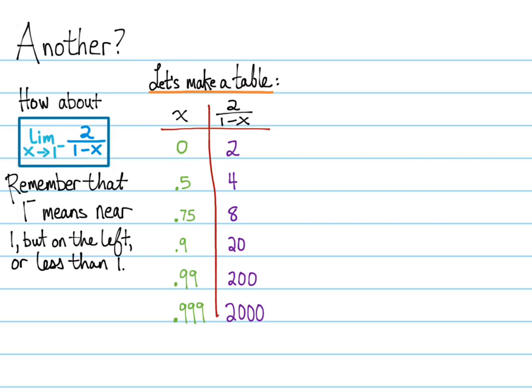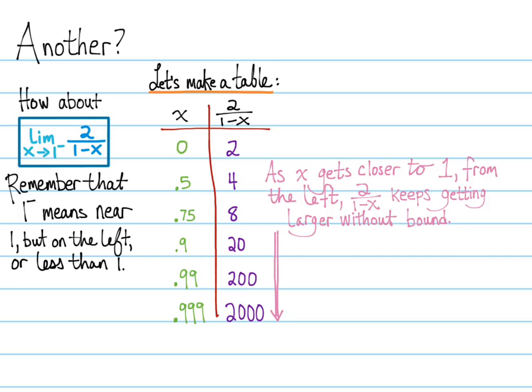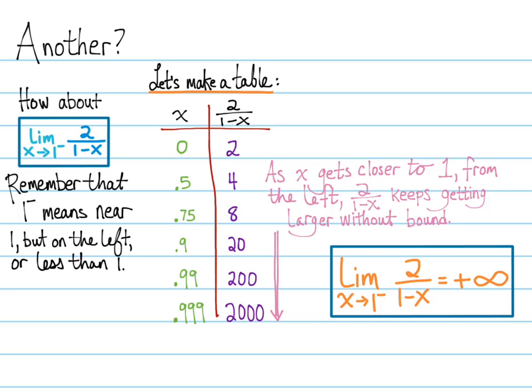And if you look at the y values, you can see that the y values keep getting bigger and bigger. In fact, they keep getting bigger and bigger without any bound. The closer we get to 1, the bigger a y value we can make. And the way we write the ability to write something as big as we want is we write that the limit as x goes to 1 from the left of 2 over 1 minus x is positive infinity.